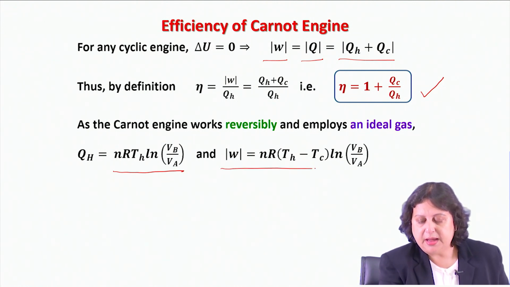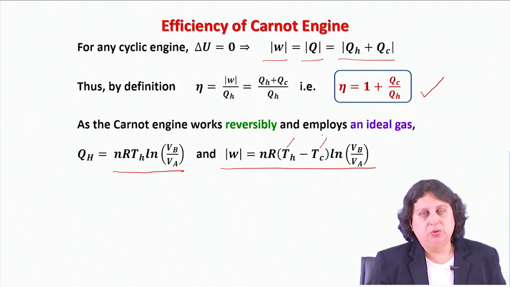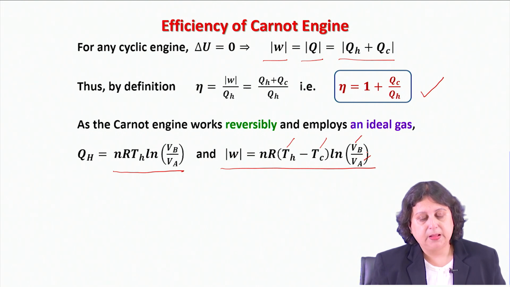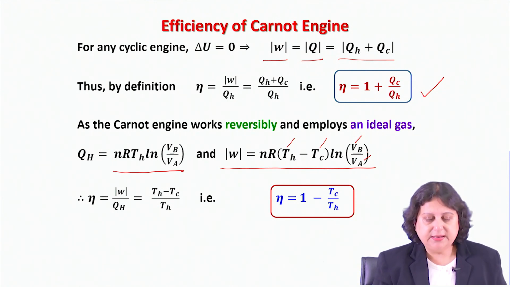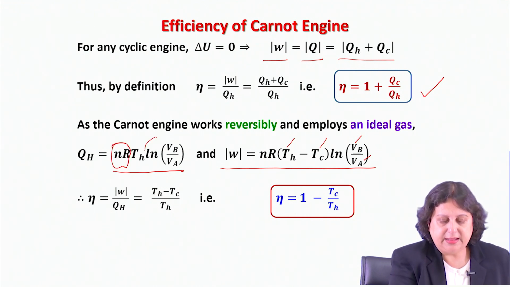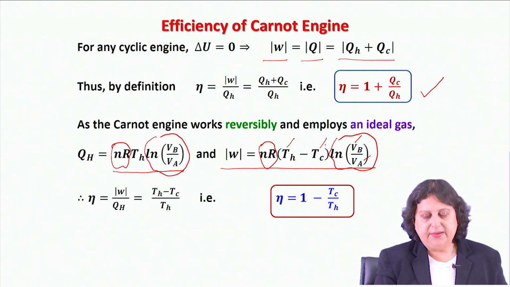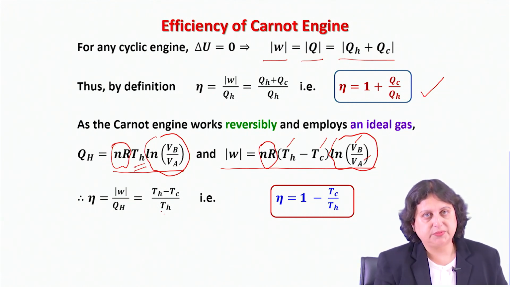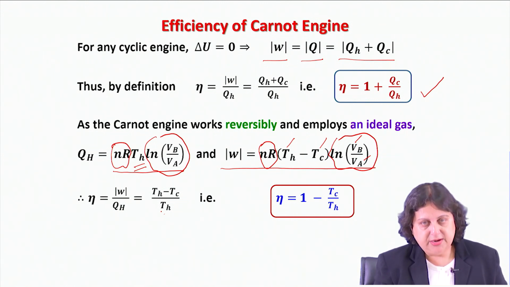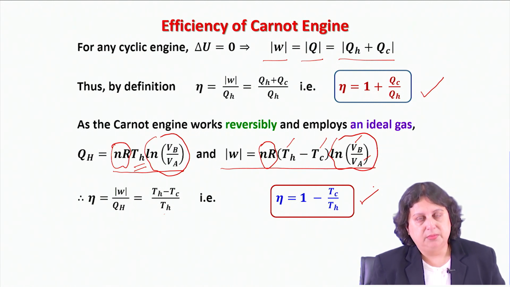And we also know the magnitude of work done in terms of the temperature of the high temperature reservoir, the temperature of the low temperature reservoir, and the volumes of the state points A and B. Now, if I put these back and try to write down the efficiency of the Carnot engine, all the terms like nR and ln VB by VA are going to be cancelled when I take the ratio, and I will be left with TH minus TC in the place of W and only TH in the place of QH. And therefore, if I rewrite the efficiency of the Carnot engine, I say that eta is equal to 1 minus TC by TH.